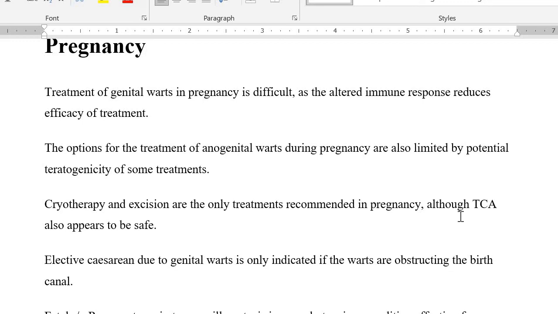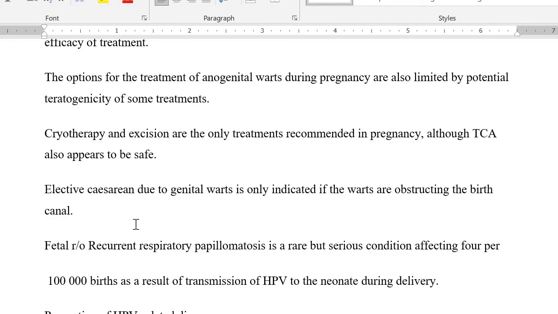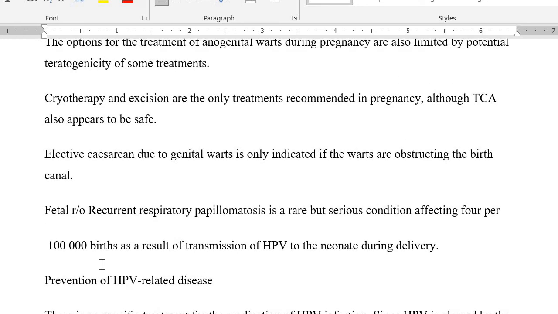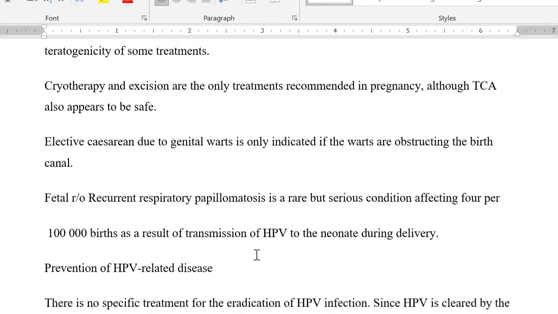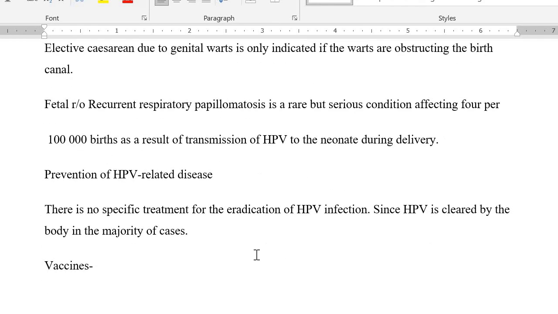Cryotherapy and excision are the only treatments recommended in pregnancy, and trichloroacetic acid, which is the vinegar, can also be used. If the genital warts are very large and obstructing the birth canal, only then is operative birth indicated. Then the fetus is at risk of recurrent respiratory papillomatosis. It is very rare, but still it is a possibility. So the baby should be seen by the pediatrician. The chance is very low.